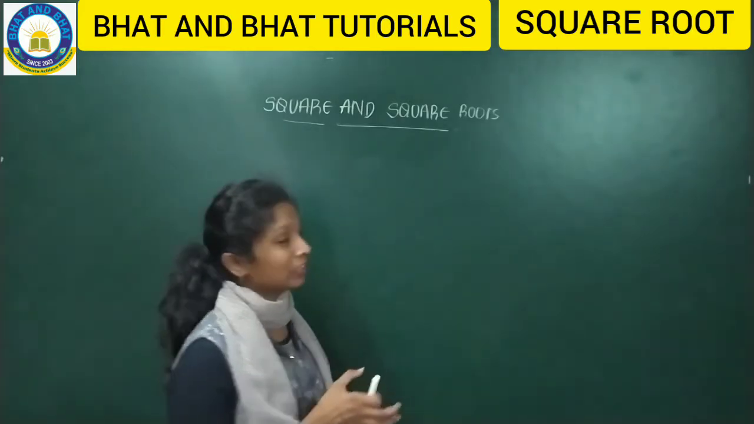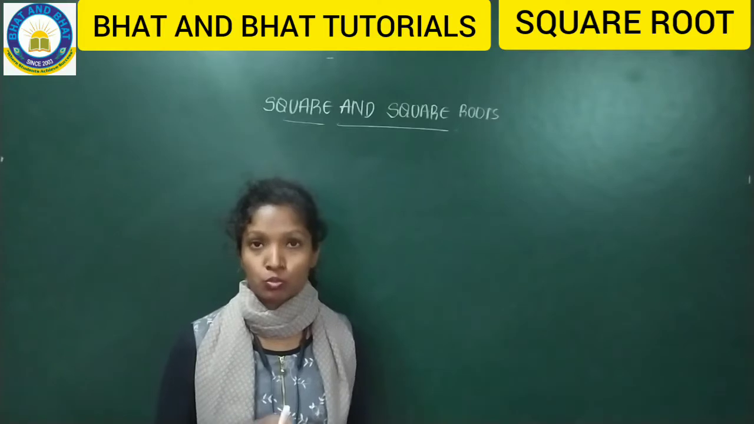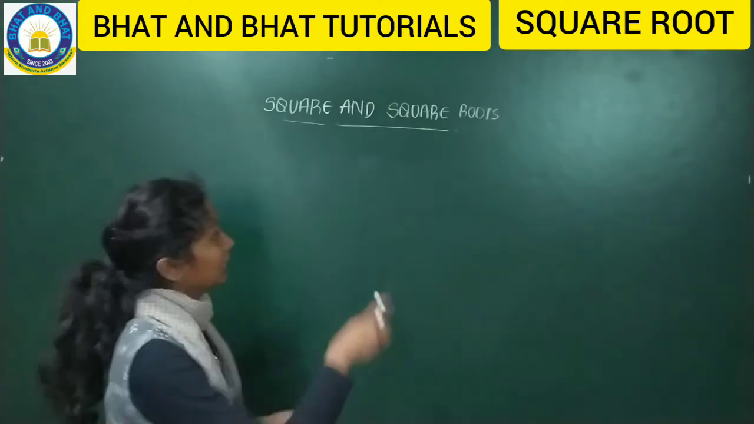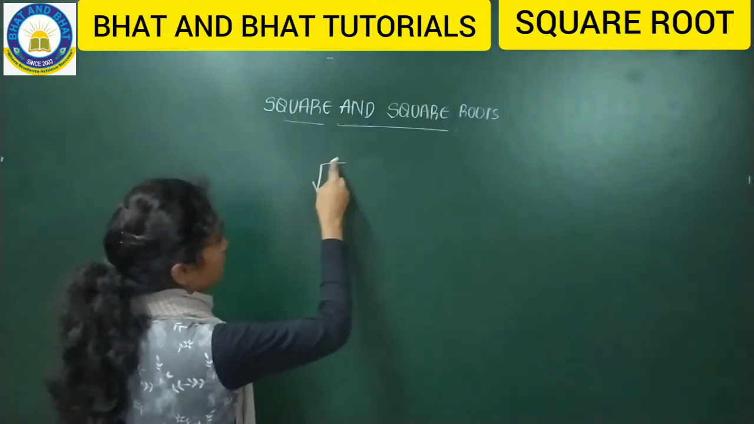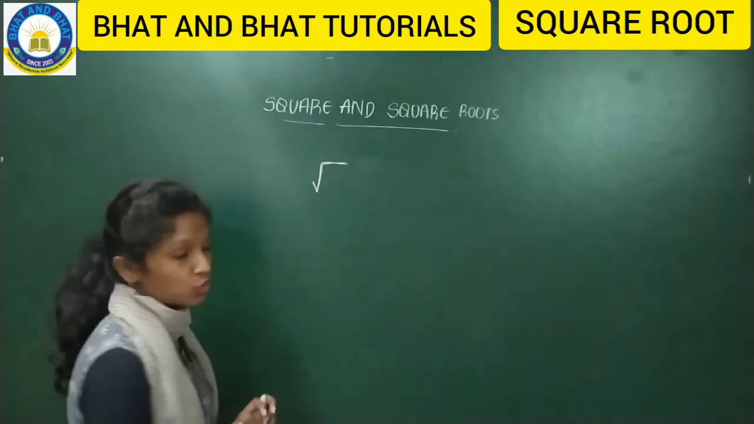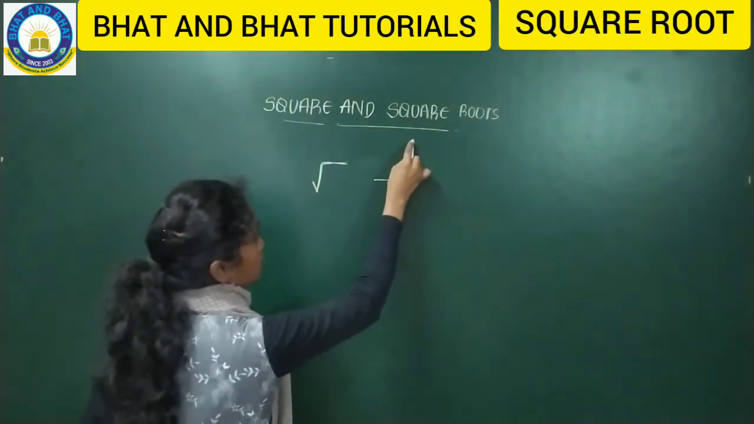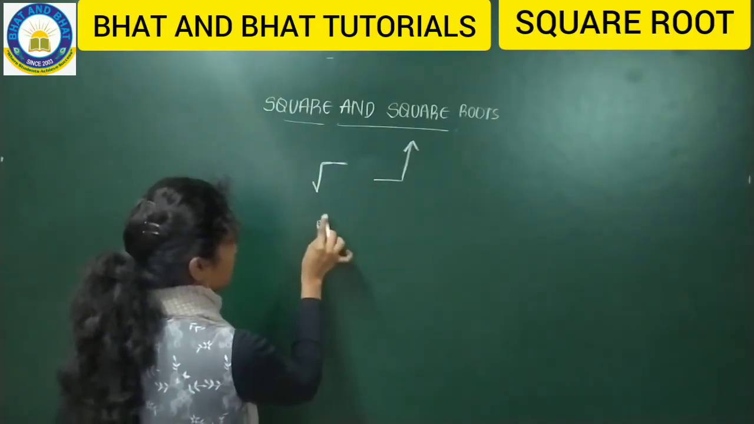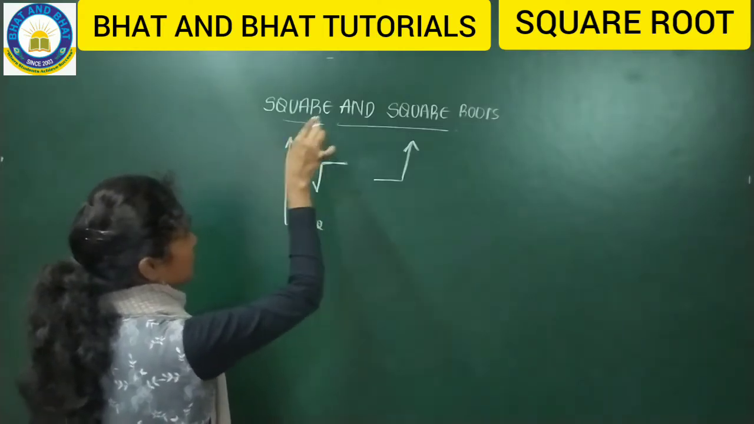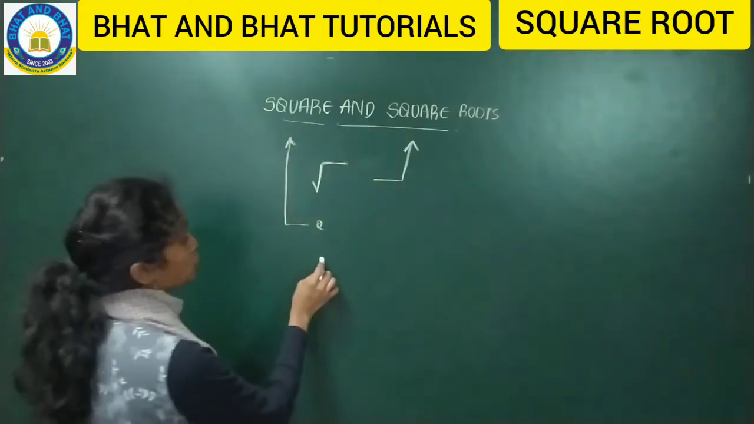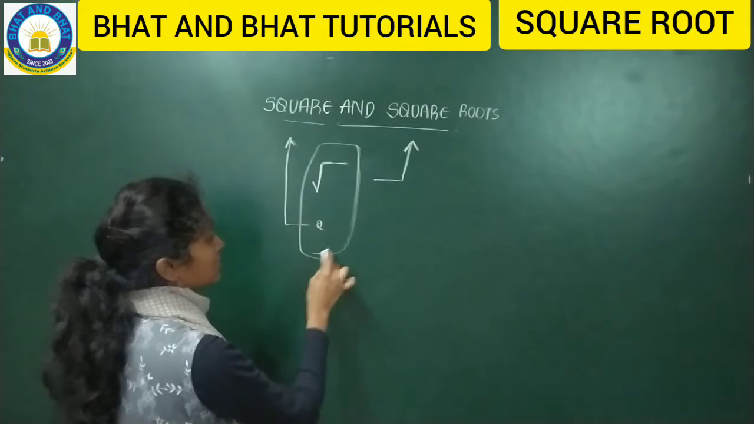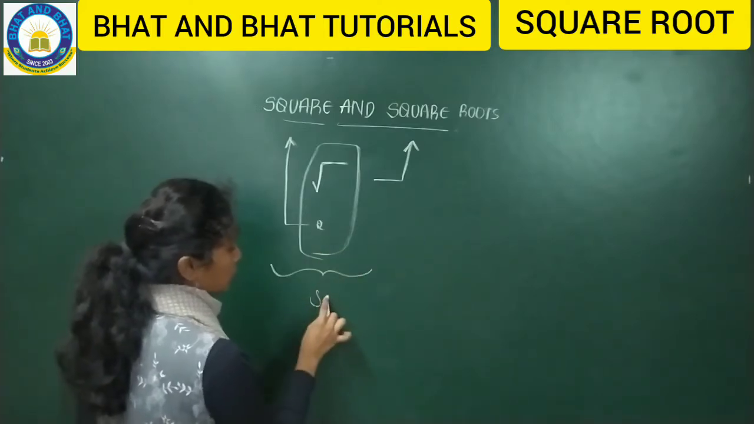One way or another you have come across this word square and square root, and there you had seen this symbol. This is the symbol which we use to represent the square root, and this is the power which we use to represent the square. So together this is called the square and square root.